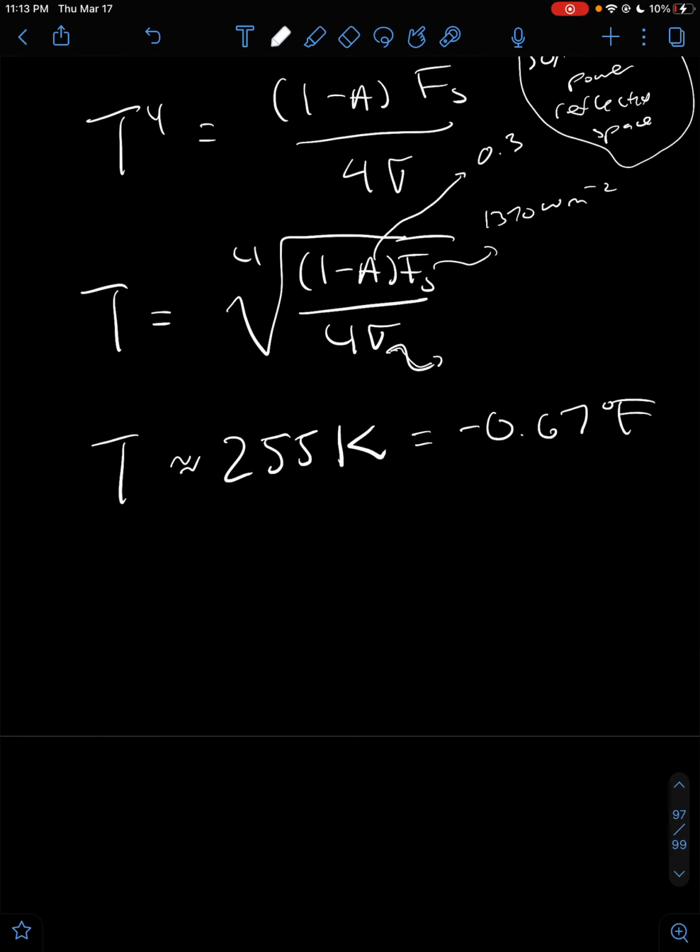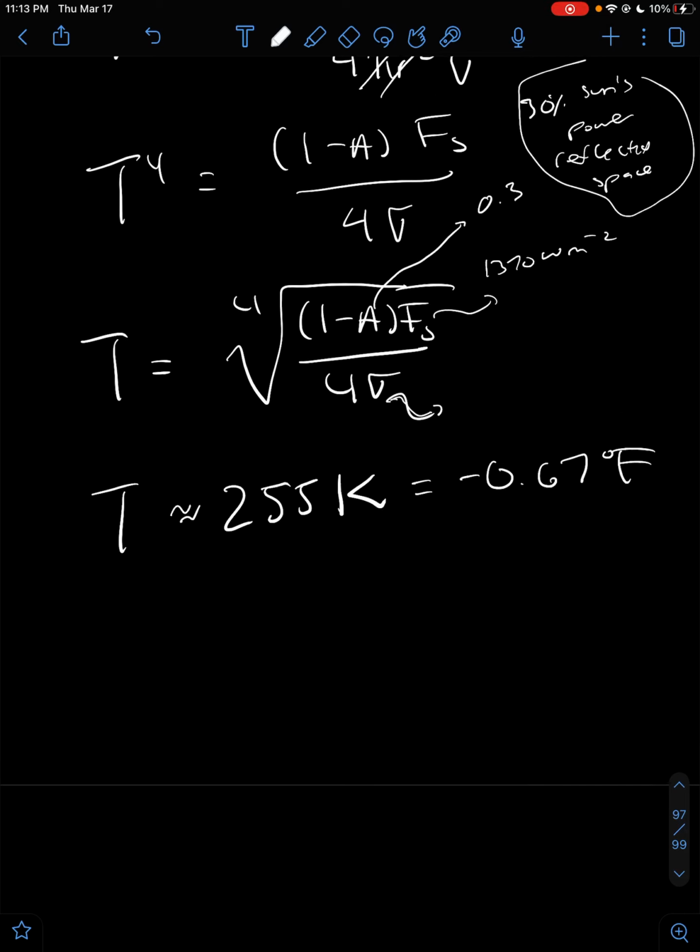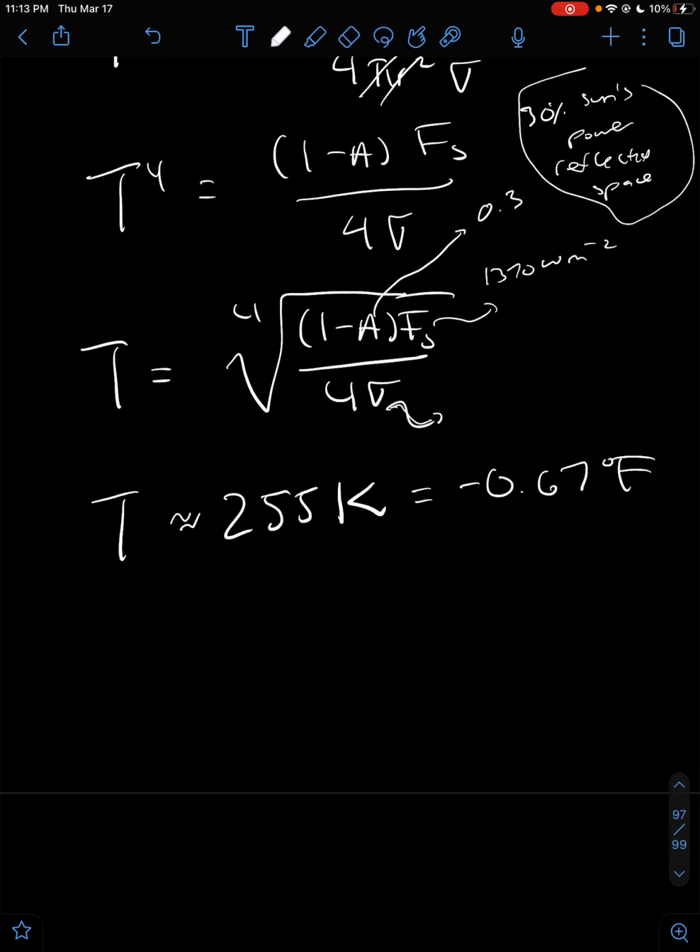If that was true, then we would be deep into an ice age. We are in an ice age right now, but we would be deep into one, and we're not. So clearly we aren't accounting for something. We did not account for greenhouse gases, because we assumed that clouds weren't absorbing any of that blackbody radiation that the Earth emits. If we take that into account, then our temperature will look more like what it actually is.